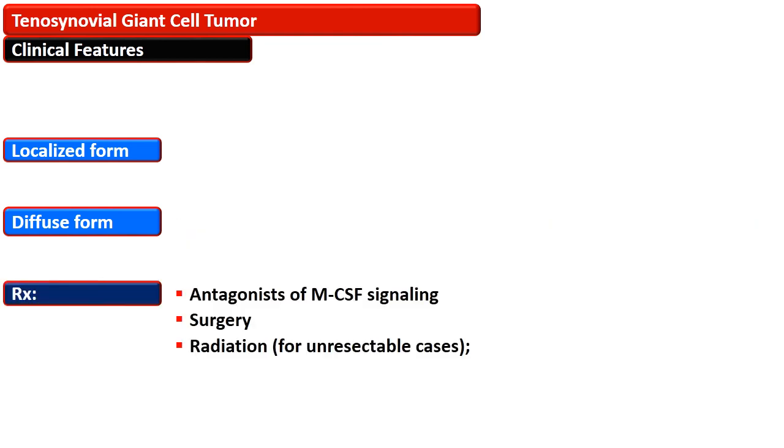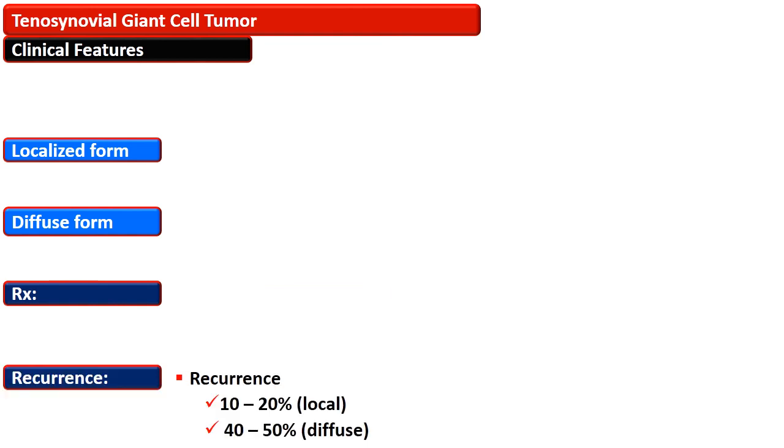The treatment for the tenosynovial giant cell tumor is the use of antagonists of macrophage colony stimulating factor signaling, or surgery is another treatment modality, and radiation can be used for cases in which the tumor cannot be excised. The recurrence rate is low for the localized one, and it is about 40 to 50% in the diffuse forms of tenosynovial giant cell tumor.